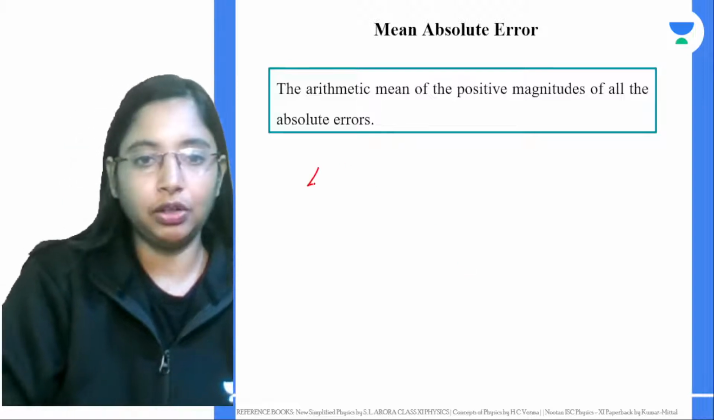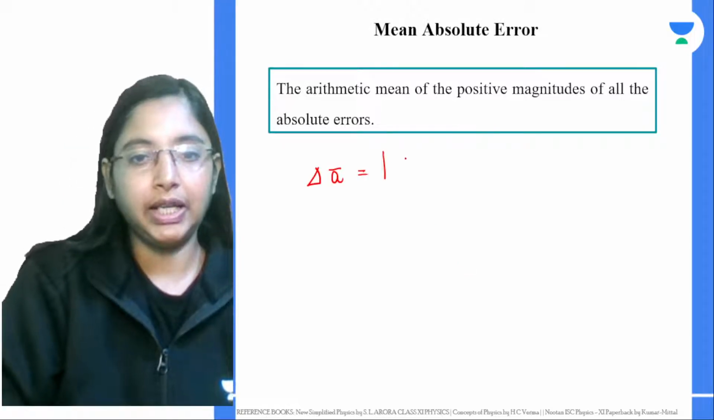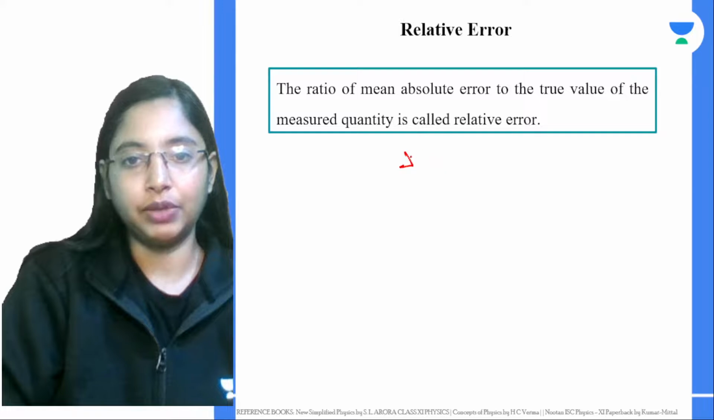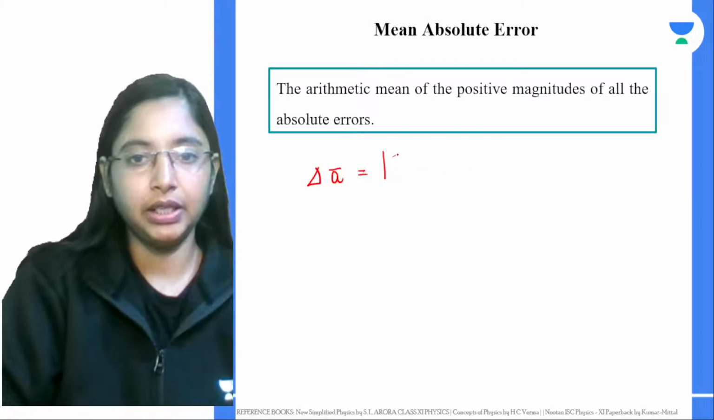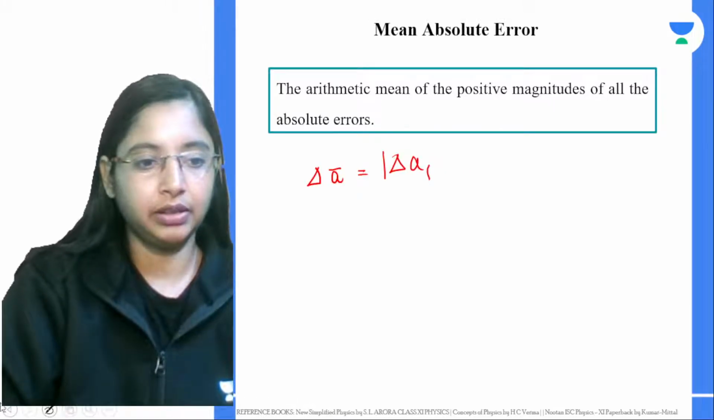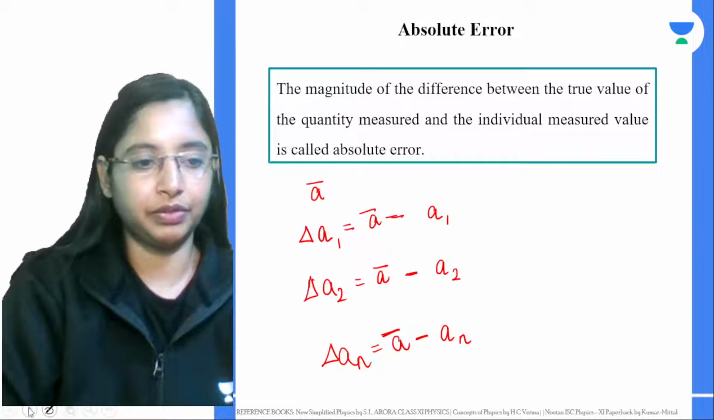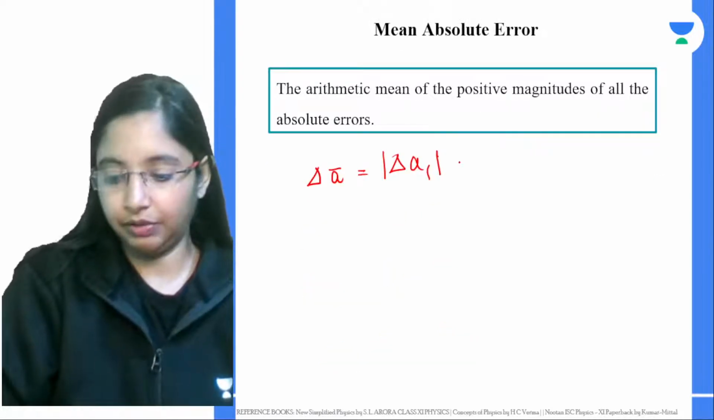Okay. So when you're talking about mean absolute error, we take the modulus of individual errors, right? We take the modulus of this error. Why we are taking the modulus? We want only the positive value. Okay. We want the first one.